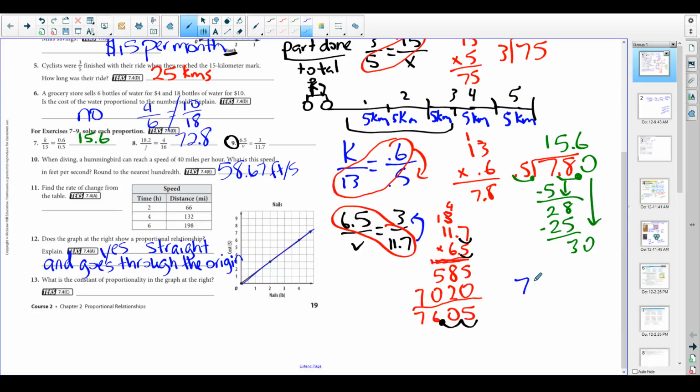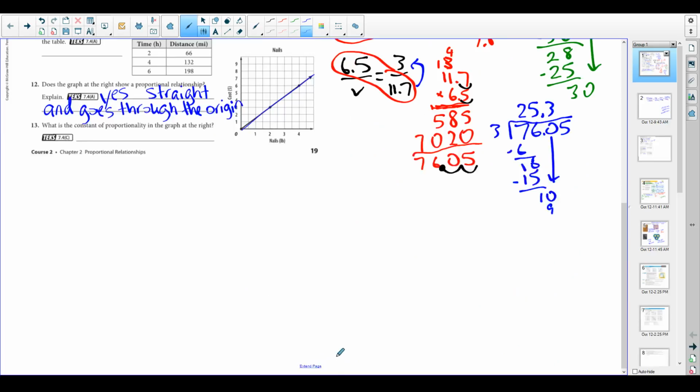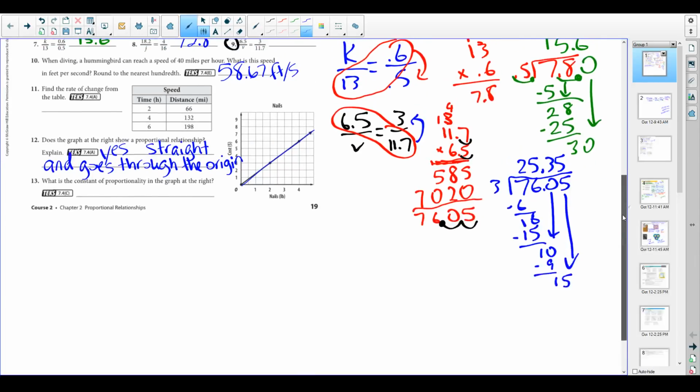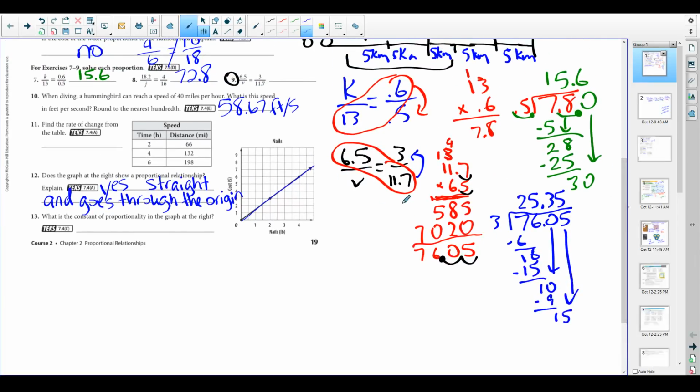So 76.05 divided by 3. So 3 will go into 7 twice. 3 will go into 16 5 times. There's our decimal. 3 goes into 10 3 times. And 3 goes into 15 5 times. So after all that, 6.5 over 25.35 equals 3 over 11.7.